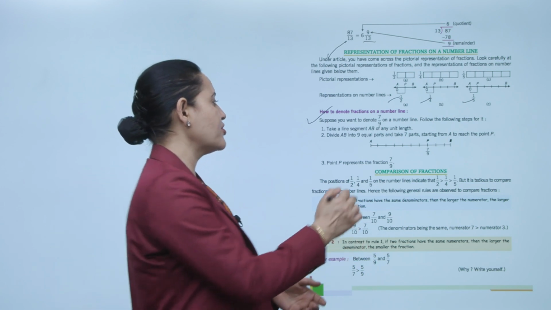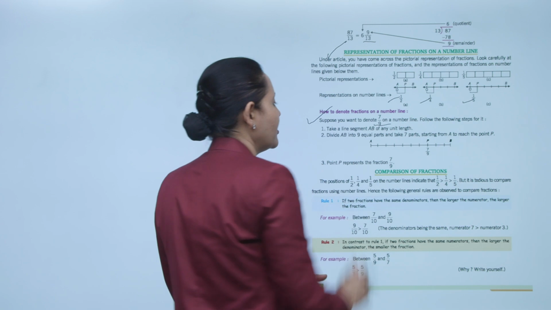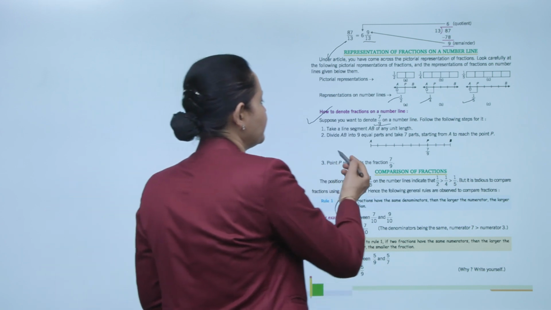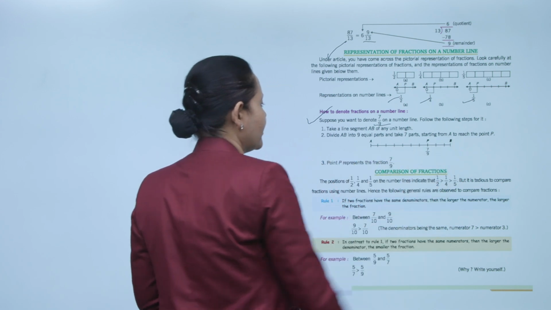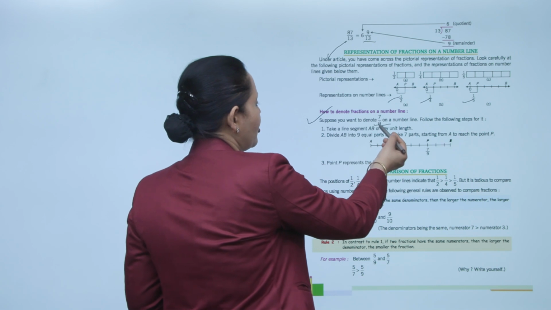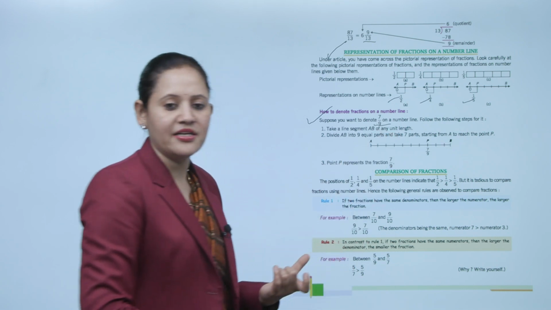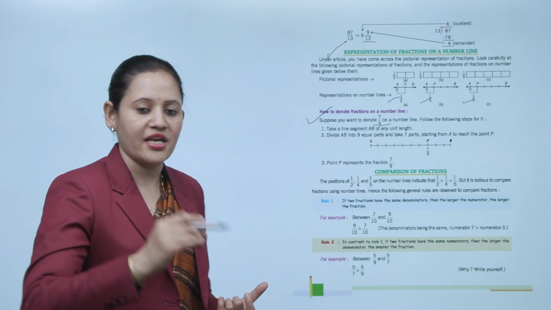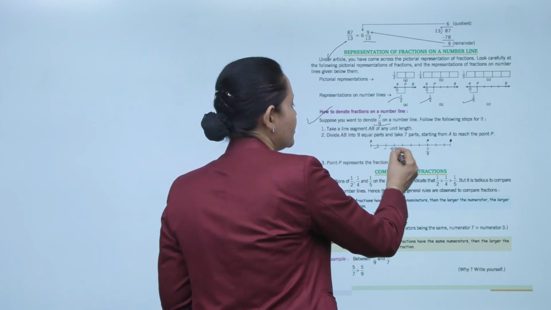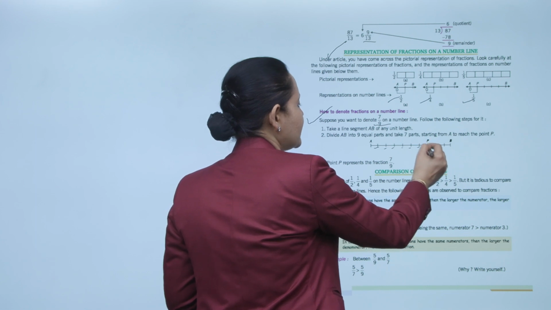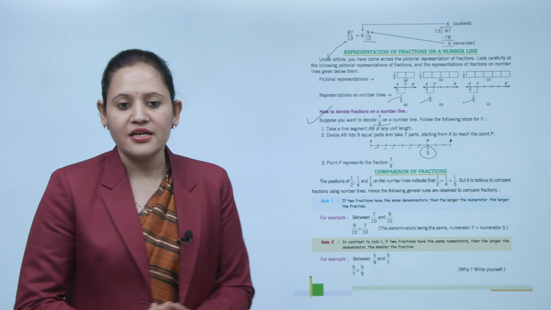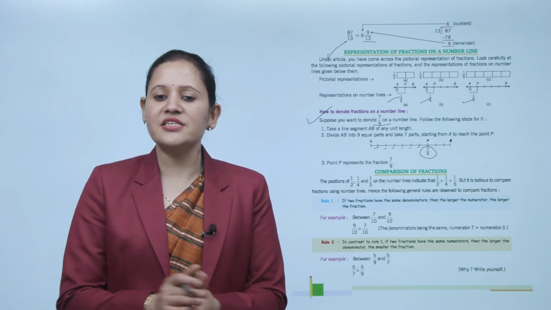So here we have to represent 7 by 9 on the number line. So what we'll do? First we'll take a line segment of any length and divide it into 9 equal parts. The denominator is 9, so 9 equal parts, and we have to represent 7 by 9. So out of that, 7 parts, 1, 2, 3, 4, 5, 6, 7. So it will represent 7 by 9. Clear? Next is comparison of fractions.